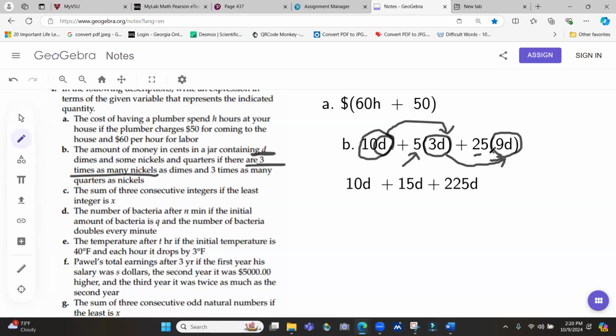Each quarter is worth 25 cents. Each nickel is worth 5 cents. Each dime is worth 10 cents. These numbers, 10, 5, and 25, are coming from there. And D is given. And 3D is 3 times the number of dimes. That's coming from this sentence, 3 times as many nickels, and 3 times as many quarters as nickels. The total number of quarters is 3 times 3D, which is 9D. Does that help at all?